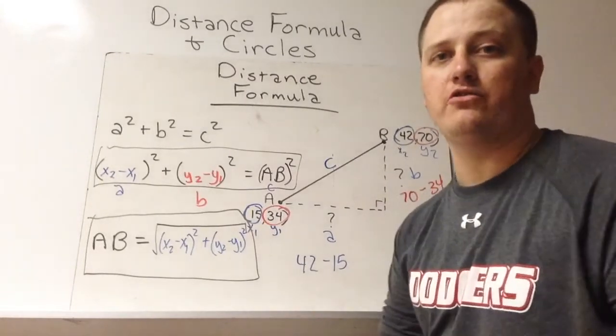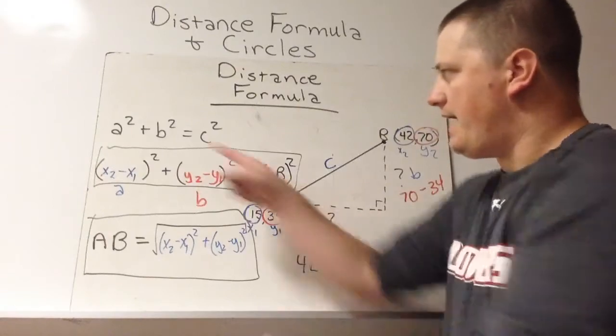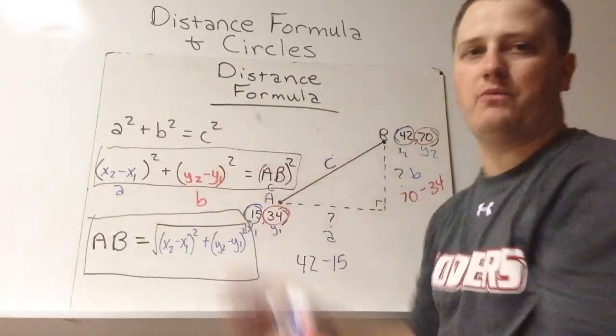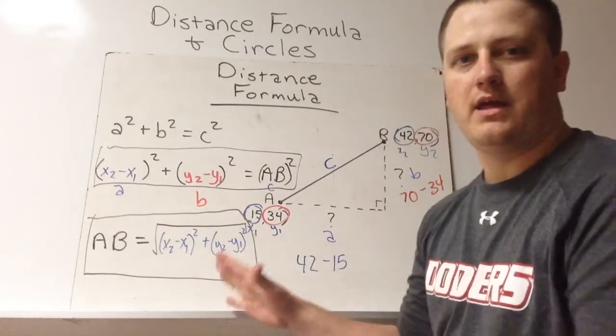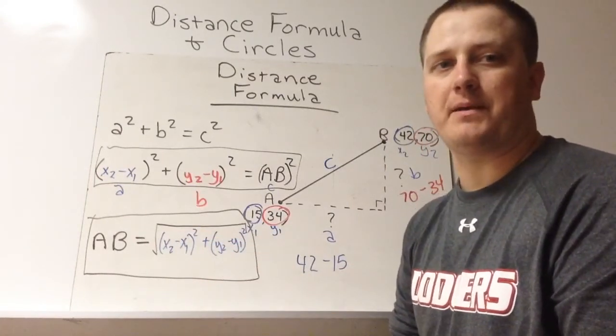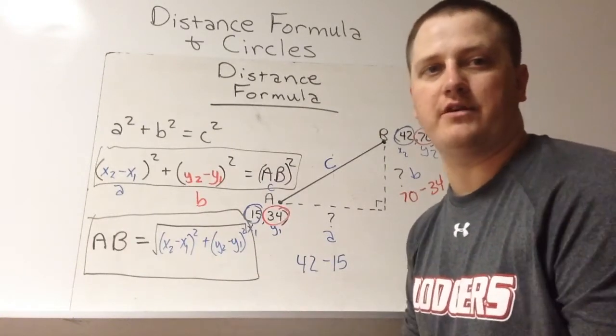There are other ways to use Pythagorean's theorem. We could just go with A and B and then work from there. But this is just putting the coordinates in. It's sometimes a little bit quicker for some people. So we've created the distance formula. Now let's look at the equation of a circle.